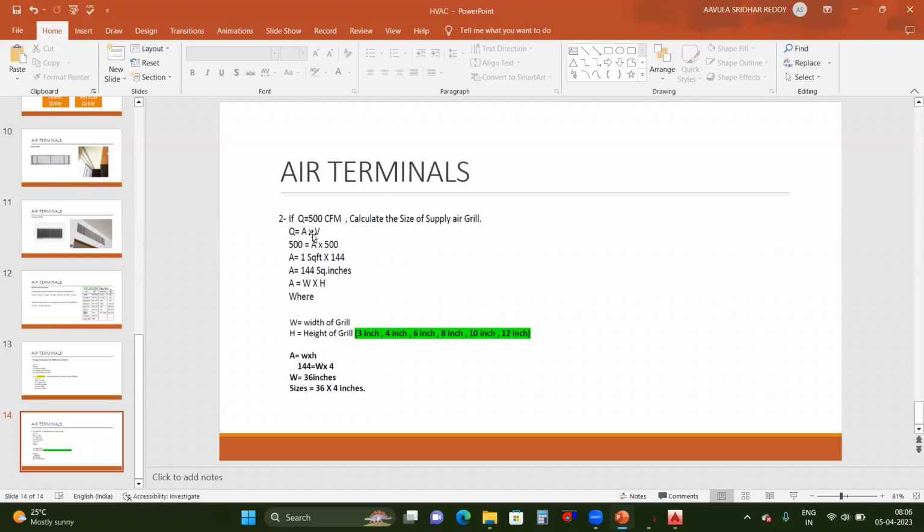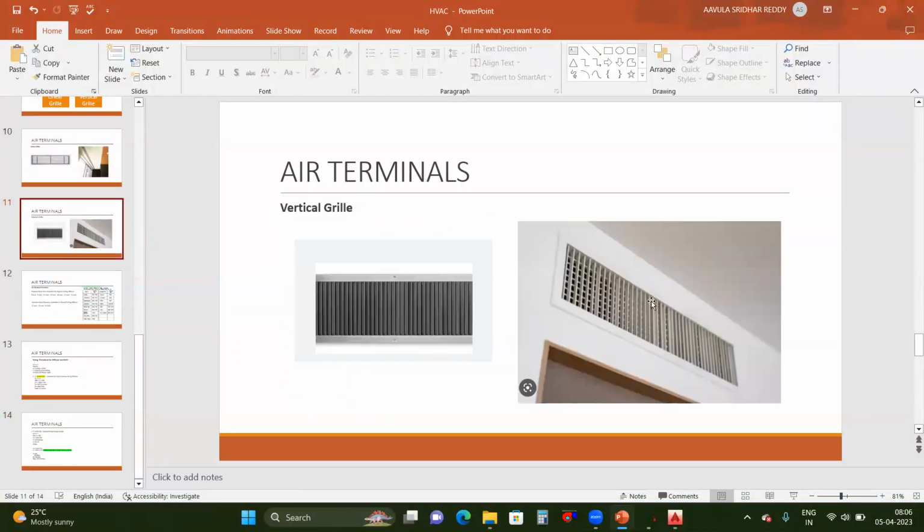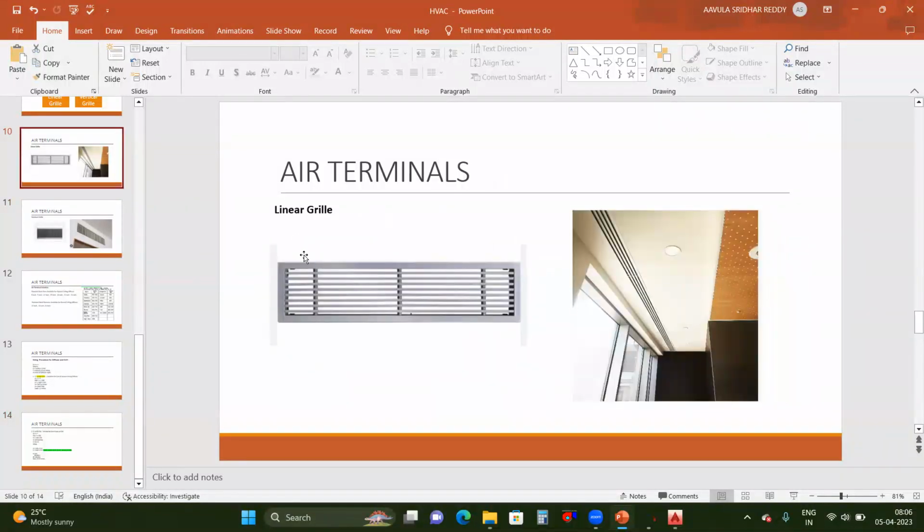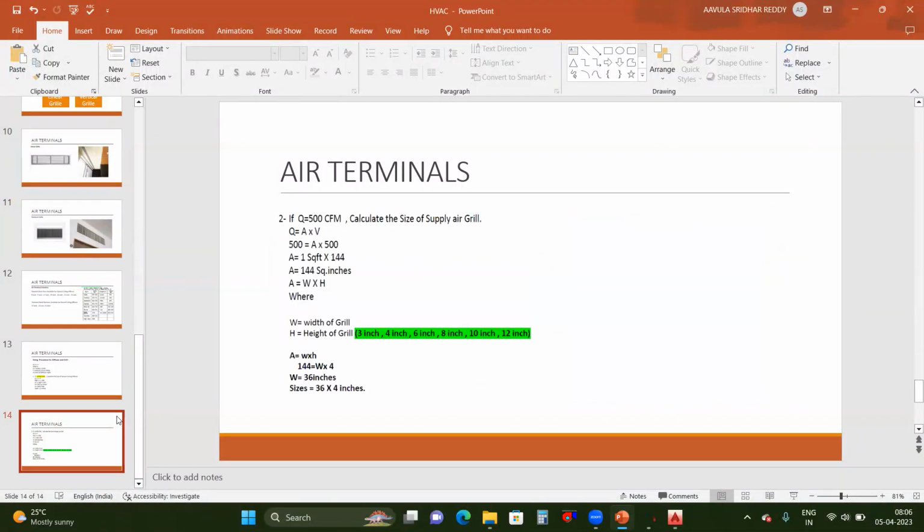So same formula, Q equal to A into V, and Q is 500 they have given, and A we need to find out, and V. So here also they have not specified the space, so we will assume 500 FPM, and same procedure, that will be 1 square feet and 144 square inches. So here this is not a square shape. Okay, the grill is always in rectangular shape. So we can see here, this is the vertical grill, linear bar grill. So this is a rectangular shape.